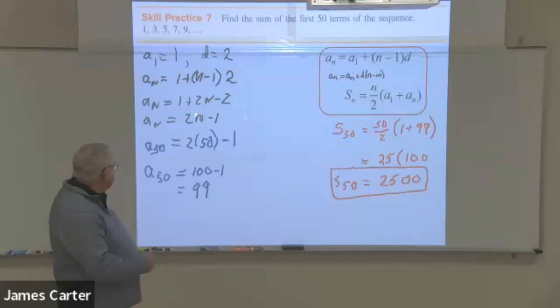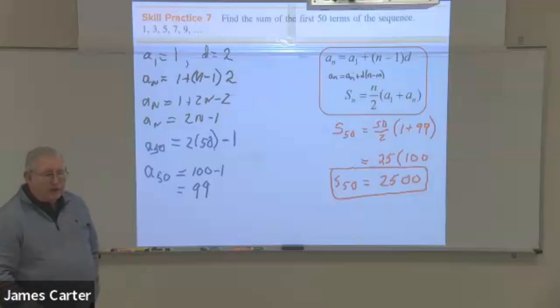But you see the process on this one. We substituted, got the rule. Then we picked whatever number we wanted, put it into the rule, and got the last value, the nth value. Then we were able to find the sum of them.